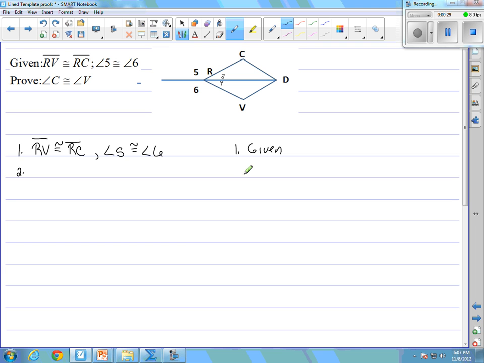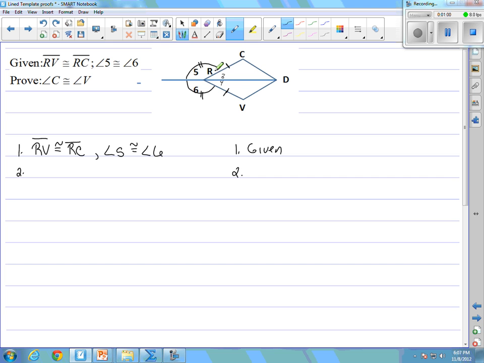We've been talking about in class every time that you see a proof and given information, you want to look through there and look for vocabulary words. We have no vocabulary words here, so we go to the next step, and we fill things in our picture that we know. We know RV, that segment there, is congruent to RC, which is that segment there. We know angle 5 is congruent to angle 6. So these angles on the outside are congruent to one another.